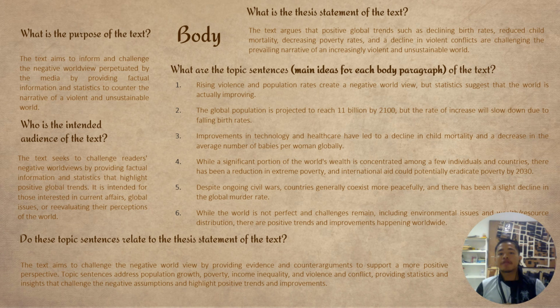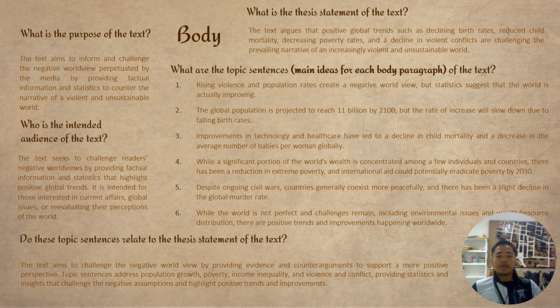What is the thesis statement of the text? The text argues that positive global trends such as declining birth rates, reduced child mortality, decreasing poverty rates, and a decline in violent conflicts are challenging the prevailing narrative of an increasingly violent and unsustainable world. What are the topic sentences? The rising violence and population rates create a negative worldview, but statistics suggest that the world is actually improving.